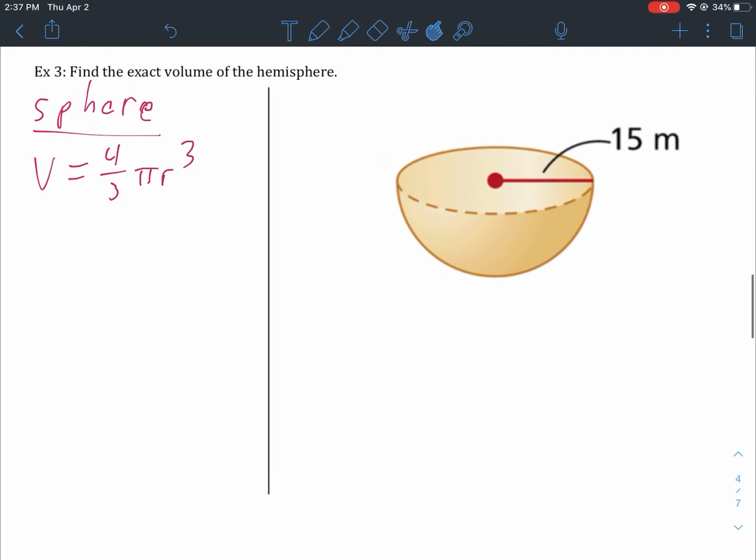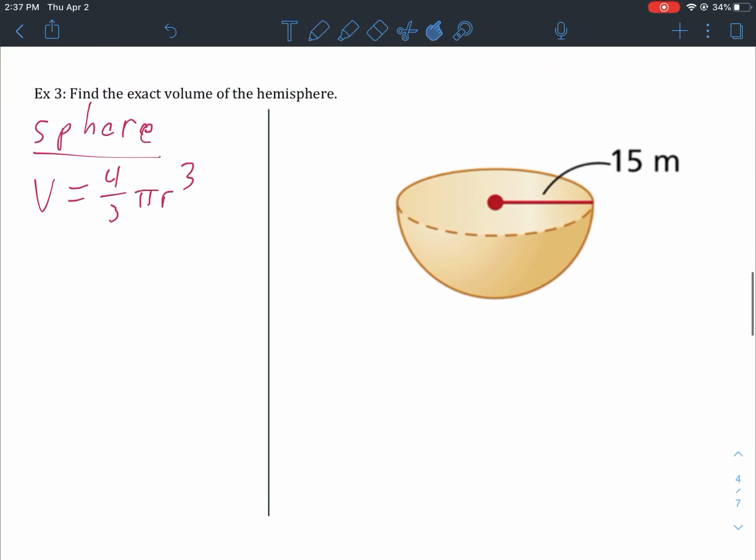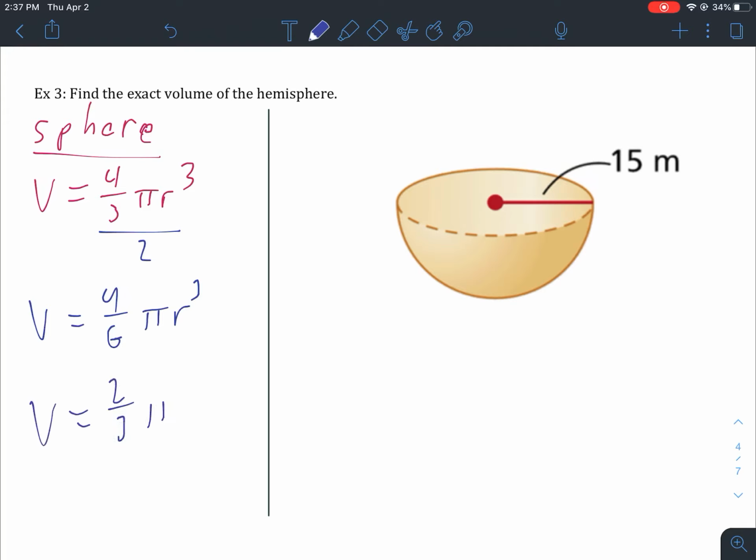All right, so here we have a hemisphere. So all a hemisphere is, remember, is half of a sphere. So here's our formula for a sphere again. Okay, now if we're going to divide that by 2, we basically would get this. Volume equals 4/6 pi r cubed, because 2 times 3 is 6. And we can reduce that to 2/3. So that is the formula we're going to use for hemisphere's volume.